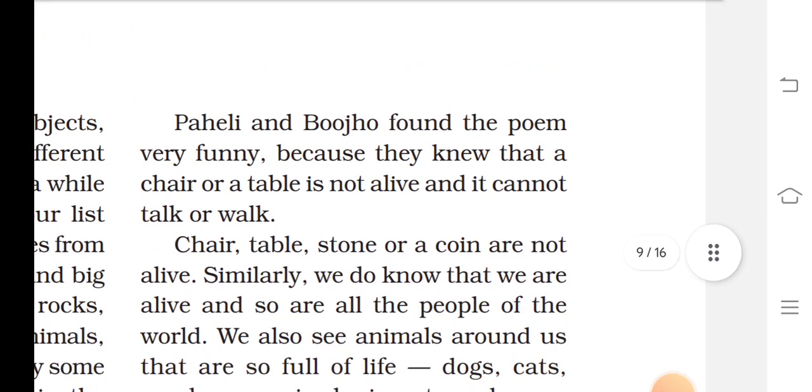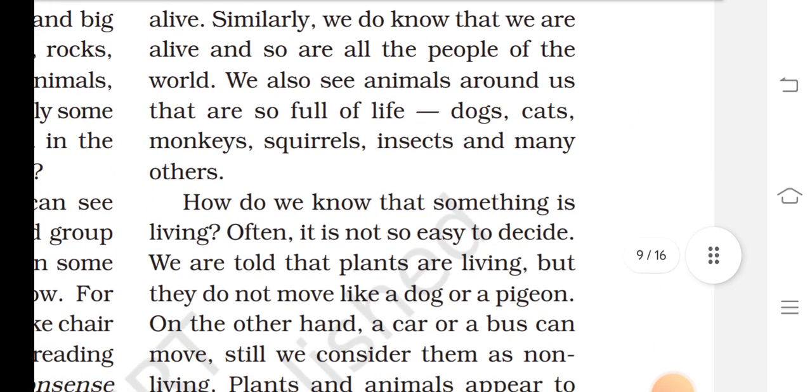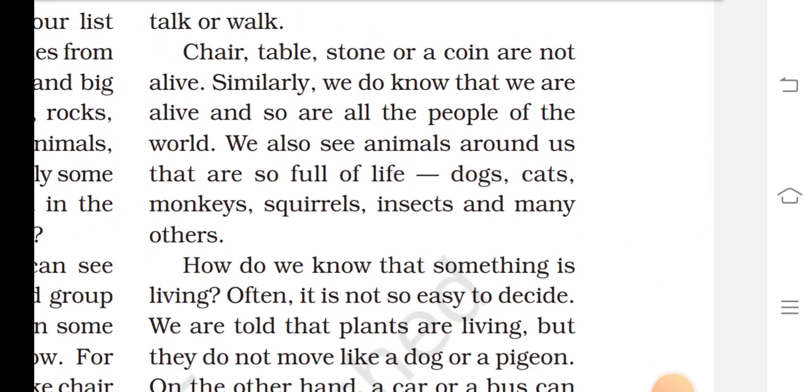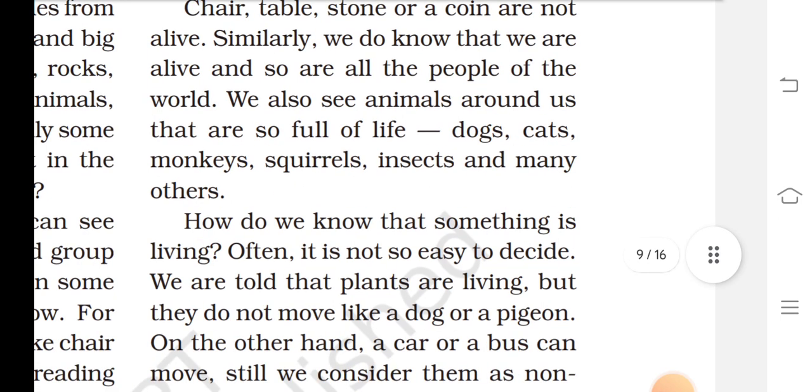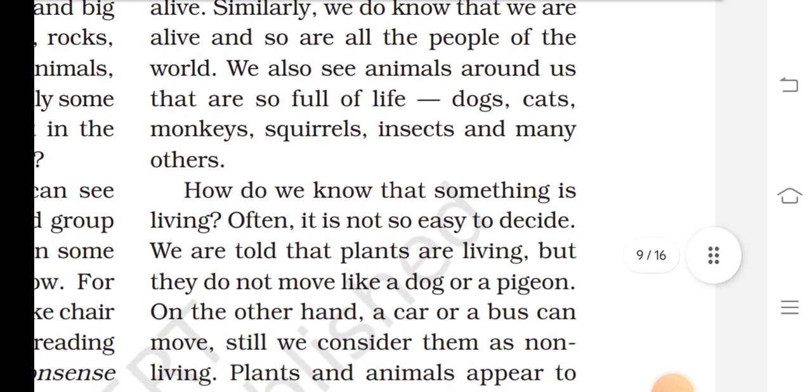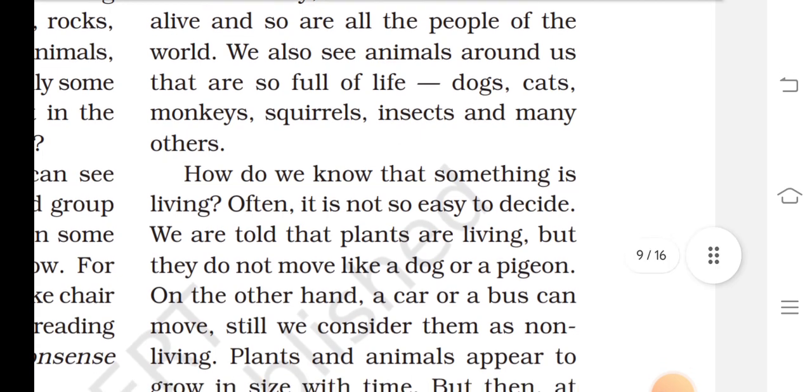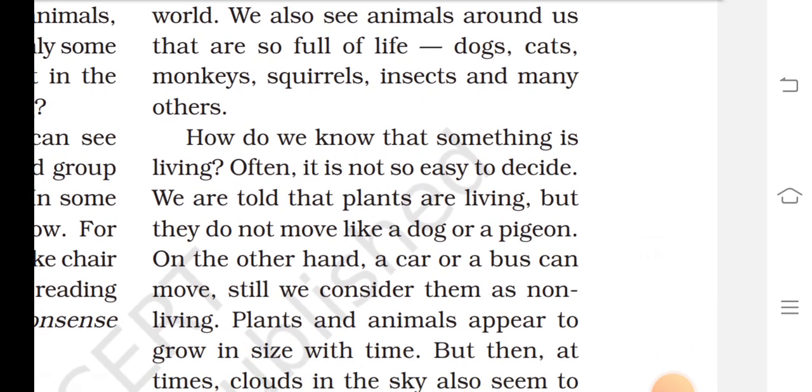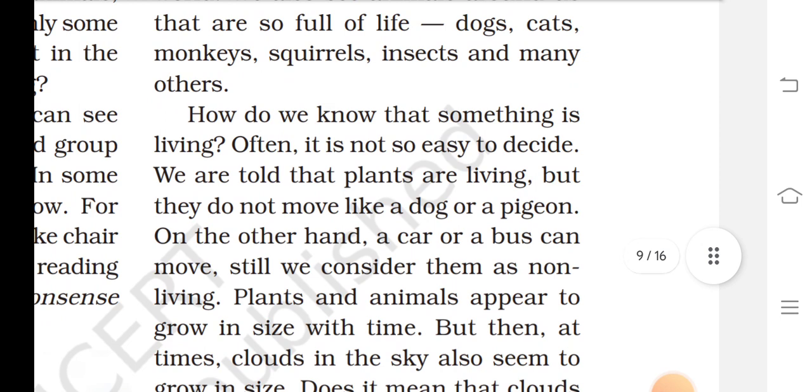Paheli and Bujo found the poem very funny because they know that a chair or table is not alive and it cannot talk or walk. Chairs, tables, stones, or coins are not alive. Similarly, we do know that we are alive and so are all the people of the world. We also see animals around us that are so full of life: dogs, cats, monkeys, squirrels, insects, and many others.